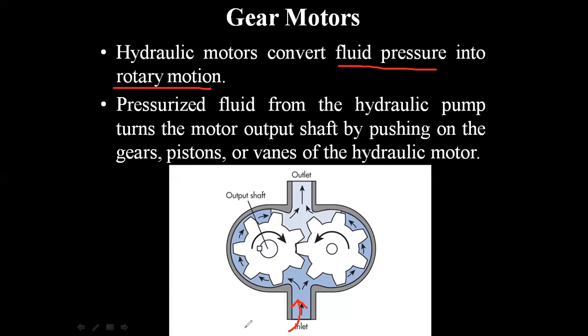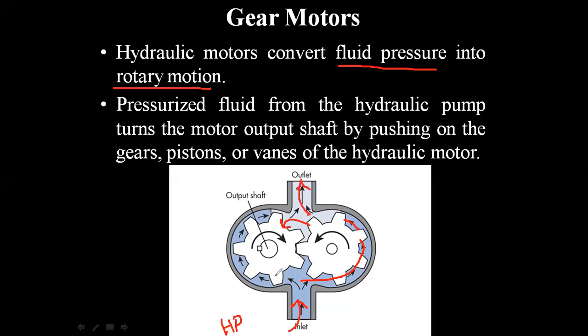What happens actually? The high pressure fluid comes from the pump and distributes inside this chamber, where it influences these gears. Automatically, the first gear rotates. Due to the meshing of both gears, the second gear also rotates. So both gears are rotated at a higher RPM. After the rotation completes, the fluid gets out through the outlet.